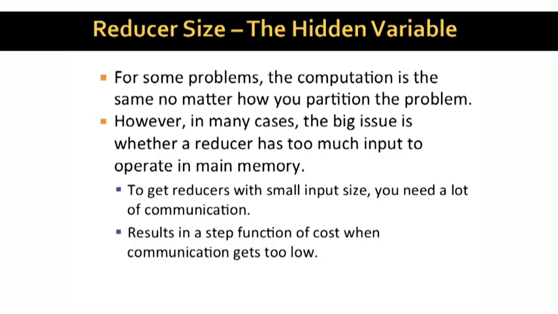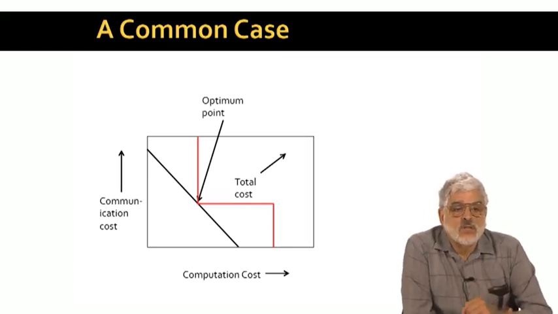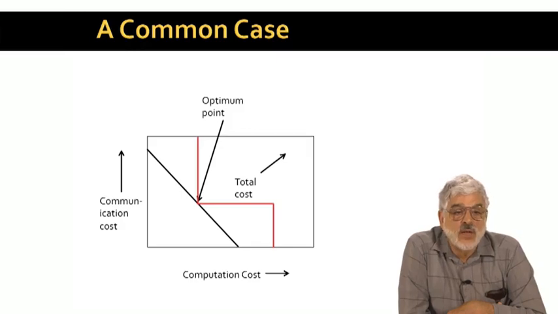The consequence is that the communication-computation trade-off is really a step function. There is one computation cost if the communication is sufficiently high, and another larger cost if the communication is too low. So here's the same picture of communication-computation trade-off, but now the red line is a step function. There's still an optimum point. It is the point representing the computation cost, assuming everything can be done in main memory, and the minimum communication necessary to allow reducers to take that small an amount of data.